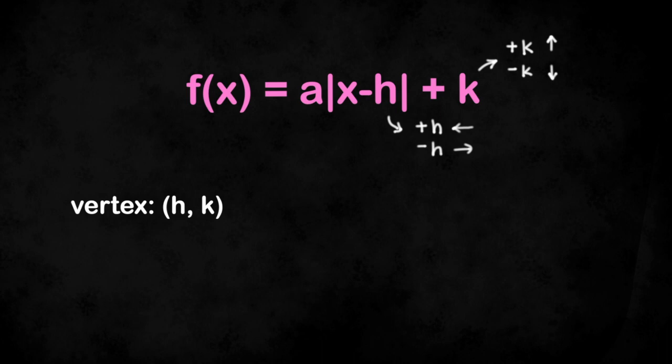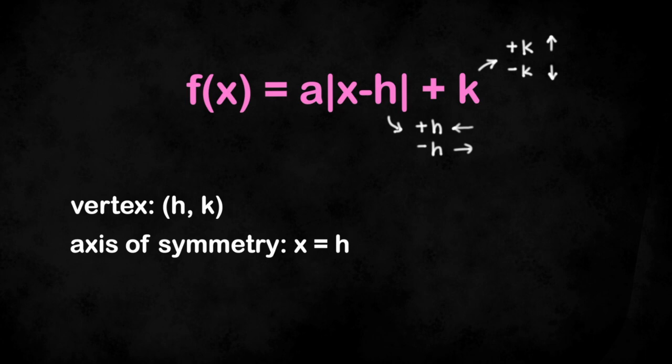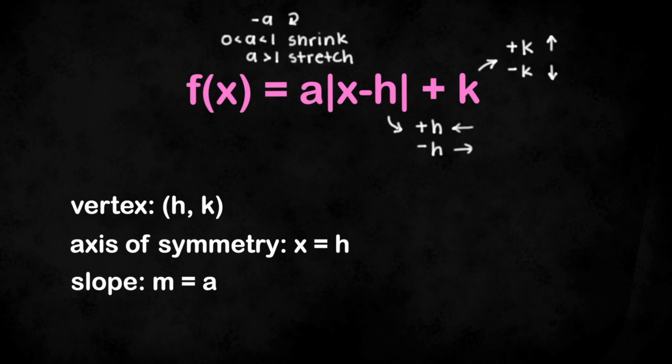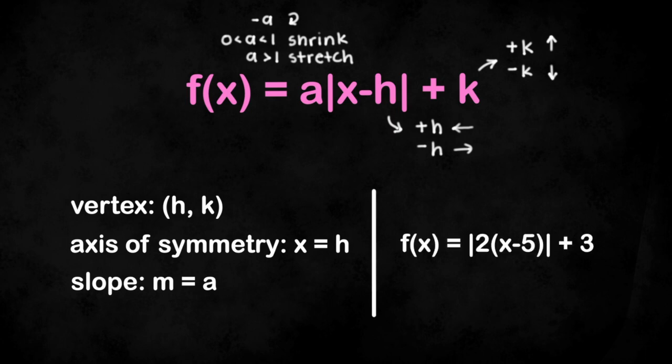The axis of symmetry of an absolute value graph is at x equals h, and the slope of the graph is at m equals a. The value of a determines how to dilate the graph. If a is negative, the graph is reflected across the x-axis. If a is between 0 and 1, it is a vertical compression, but if a is greater than 1, it is a vertical stretch. For horizontal stretches and compressions, a number will be placed inside the absolute value sign, like the example given here.